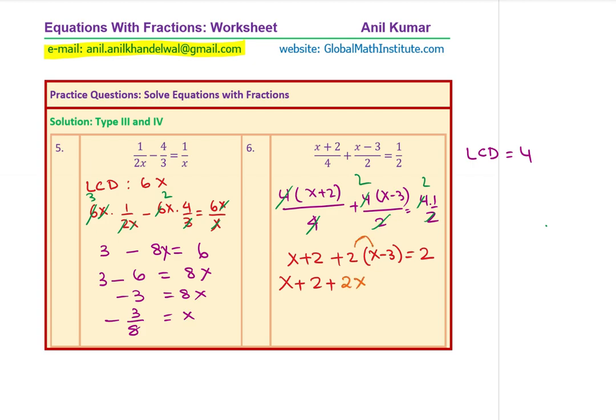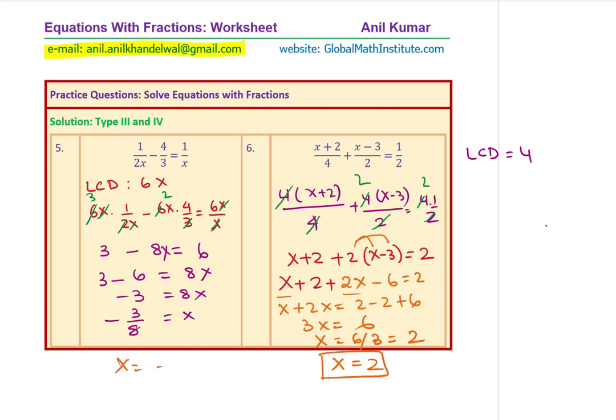Let us expand the other part, which is 2x minus 6 equals 2. Bring the constants and variables together and simplify. We can say this is x plus 2x equals 2 minus 2 plus 6, right? So we have 3x equals 6, or x is equal to 6 divided by 3, which is 2. Perfect. So you get a solution which is x equals 2 for one question and x equals minus 3 by 8 for the other.